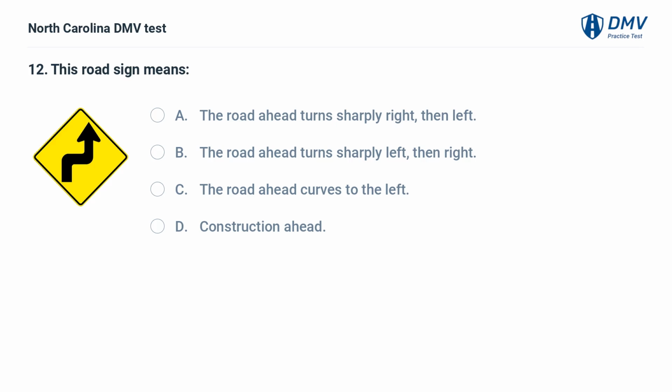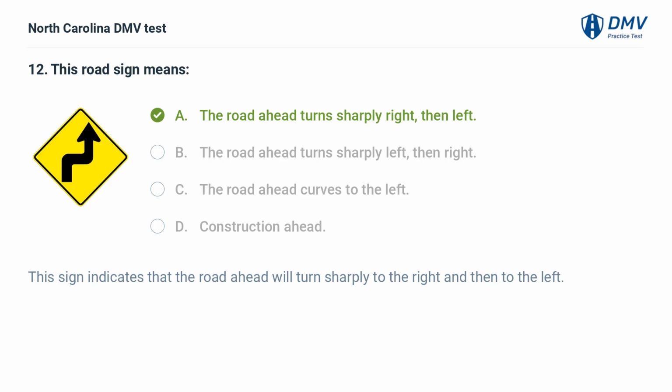This road sign means A. The road ahead turns sharply right, then left. B. The road ahead turns sharply left, then right. C. The road ahead curves to the left. D. Construction ahead.